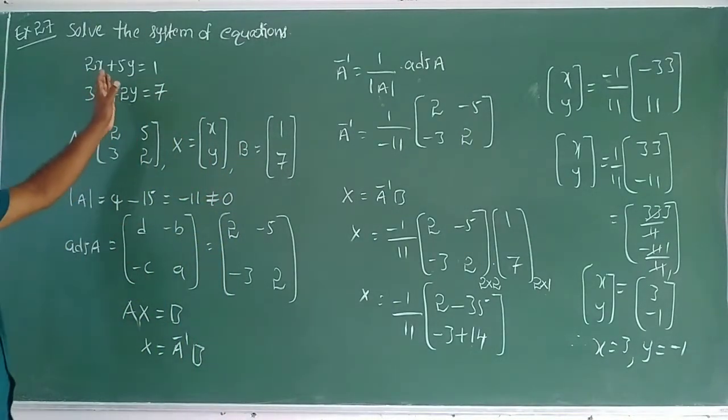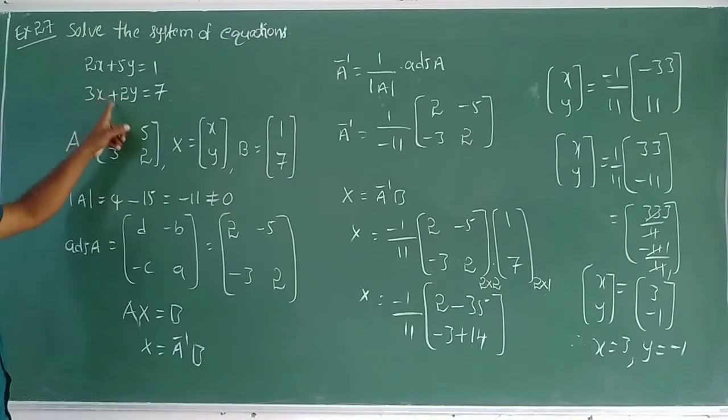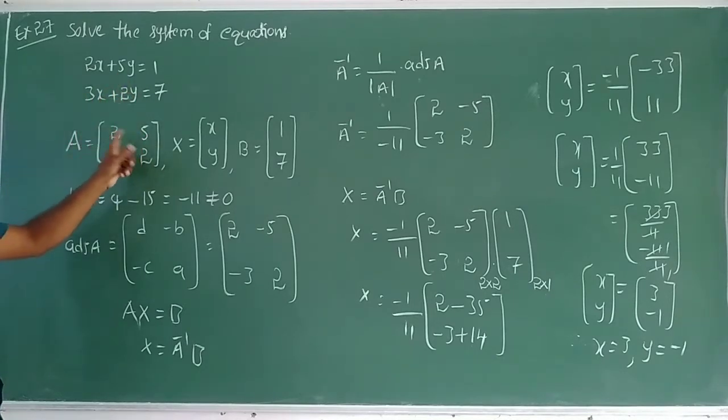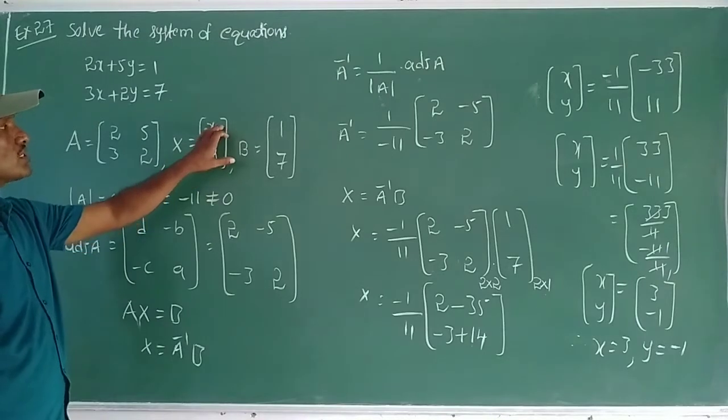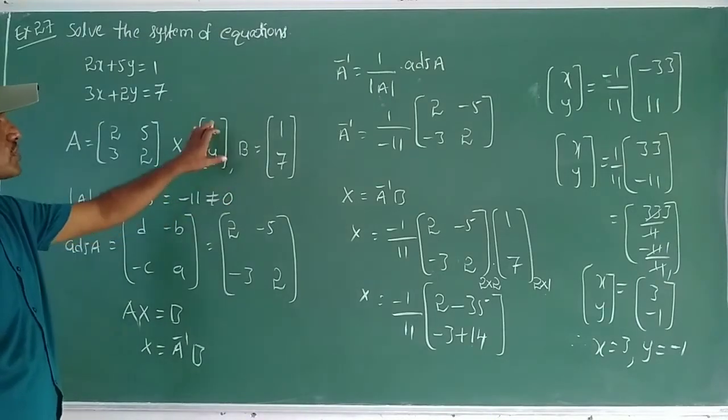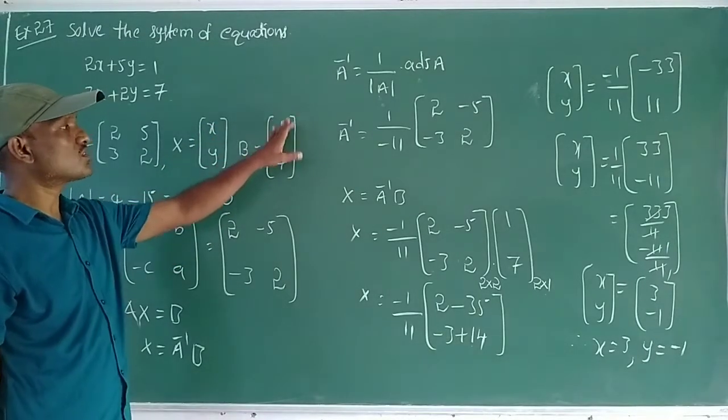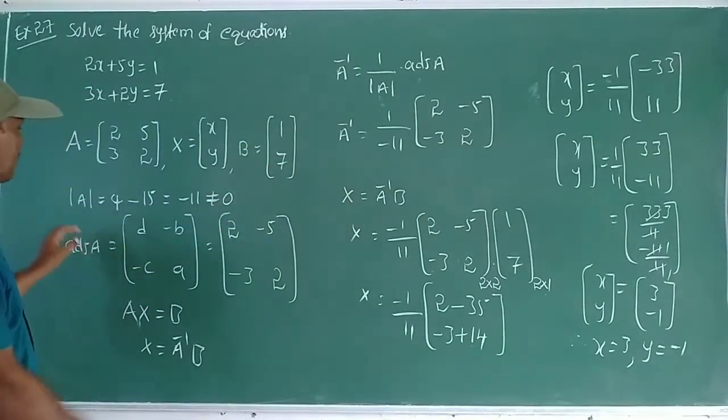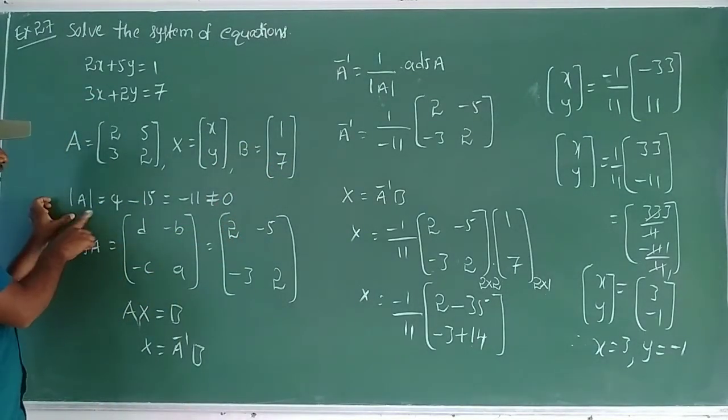First, given equations, this is a 2 by 2 matrix. Only 2 equations, no? 2 by 2 matrix. First, x coefficient, y coefficient. First equation, 2, 5. Second equation, x coefficient, y coefficient. This is capital A. Consider capital A. Capital X equal to the variables, x, y, first column. Capital B equal to the constants, 1, 7. Okay, first, find out det A. Det A equal to 2 twos are 4, 5 threes are 15.